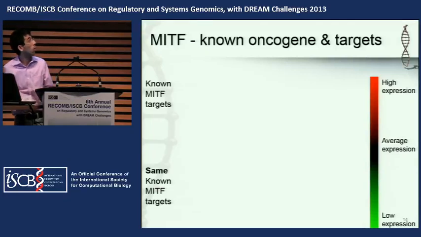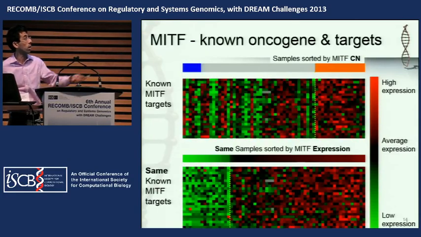Now, going back to MITF, this is actual data where these are known MITF targets, which were isolated by ChIP-seq, and these are the exact same targets. The only difference is sorting the samples once by MITF expression and once by MITF amplification. We can see that, yes, when MITF is amplified, these targets are overexpressed, but it's not very consistent when it's not amplified. If we sort by expression, they're extremely correlated.